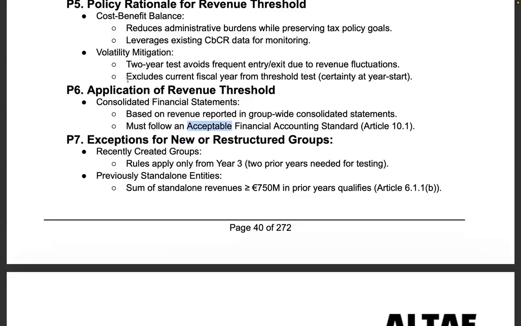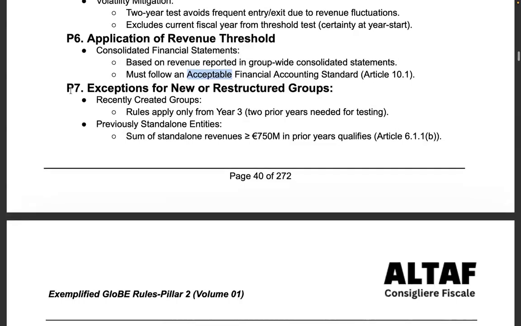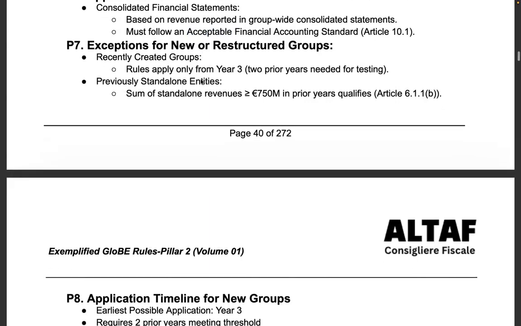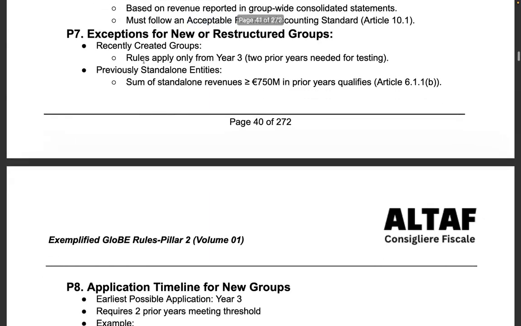So yeah, so that was paragraph 6. Now talking about paragraph 7, exceptions for new or restructured groups. Recently created groups, rules apply only from year 3. So 2 prior years at least needed for testing.